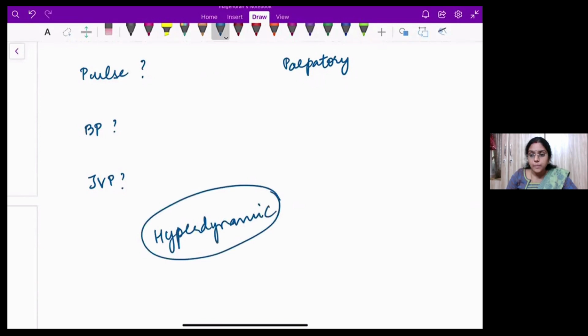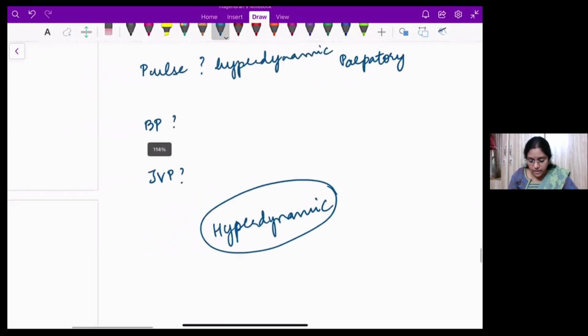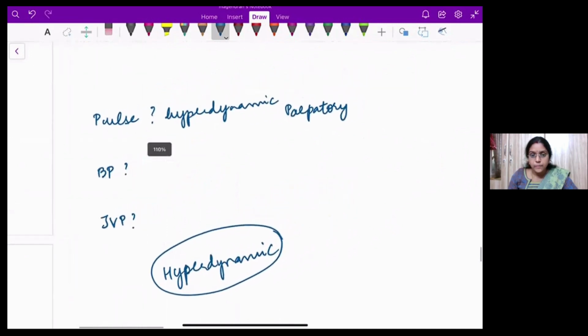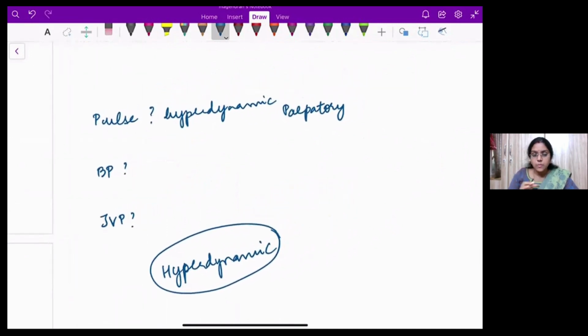Okay. So what will happen? The pulse will be hyperdynamic, or good volume pulse. The pulse volume will be quite high. Okay. So it will be hyperdynamic pulse. The pulse volume will be good.